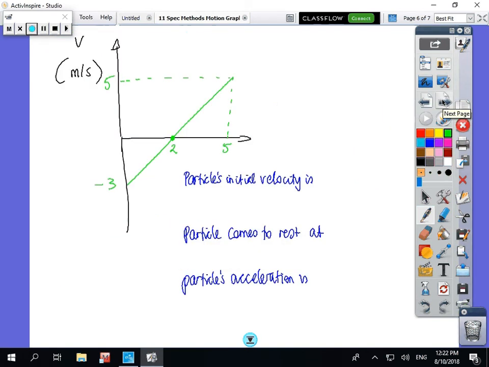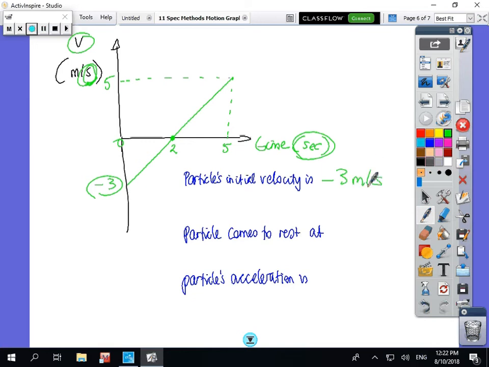Okay, so let's have a look at some questions for this one. So what's the particle's initial velocity? So we're measuring V, and we're measuring, oh sorry, I didn't put time there, and let's just say it's in seconds. If that's in seconds there, then that has to be seconds there. So what's the particle's initial velocity? So at t equals 0, the particle is moving at minus 3 meters per second.